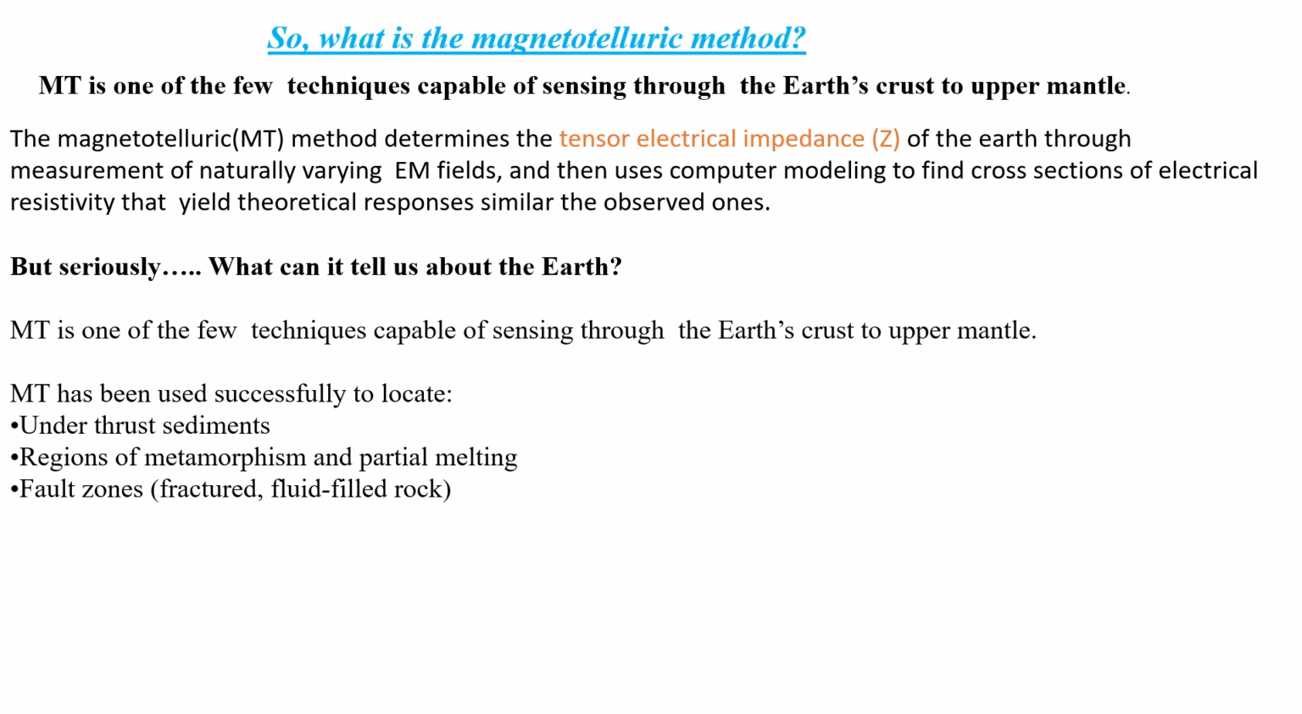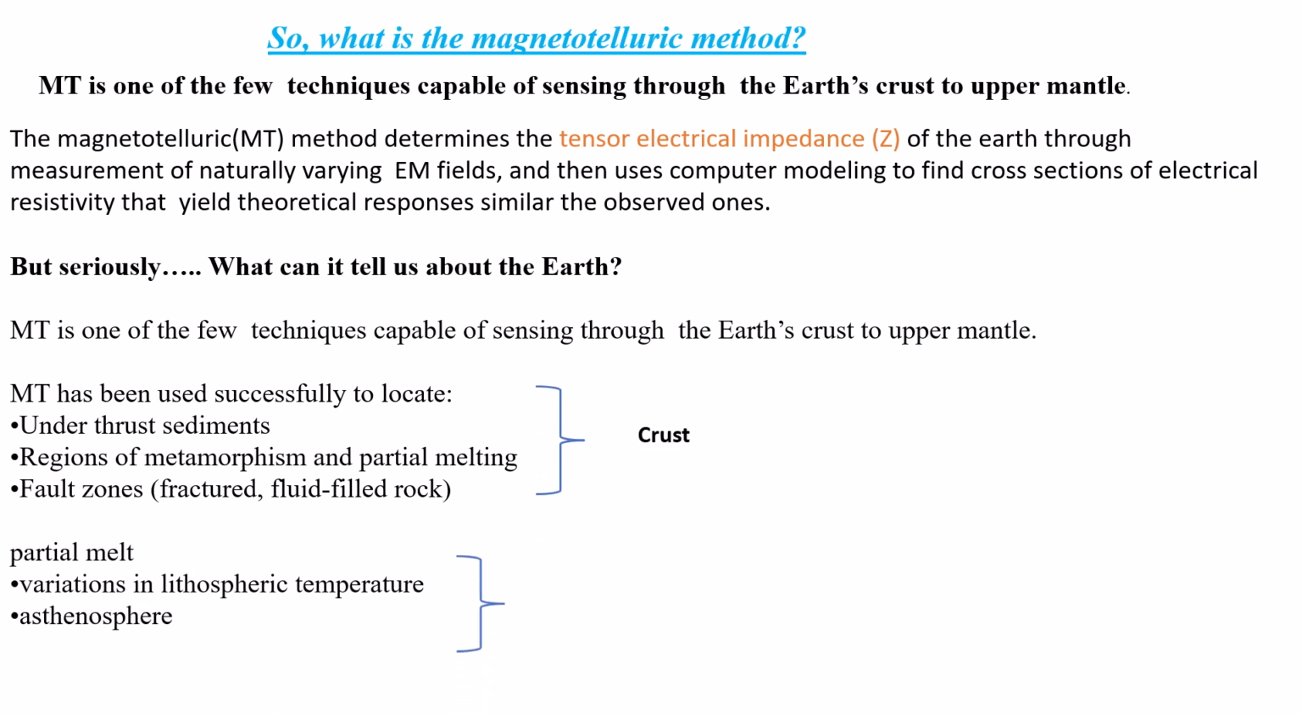But seriously, what can it tell about the earth? It is a very important thing. It can give information from the earth's crust to the upper mantle. It has been used successfully to locate thrust and under-thrust sediments, regions of metamorphism, partial melting, and also fault fracture zones as part of the geology. Similarly for the mantle, it can give information on partial melt, the variation in lithospheric temperature, and also some information about the asthenosphere.